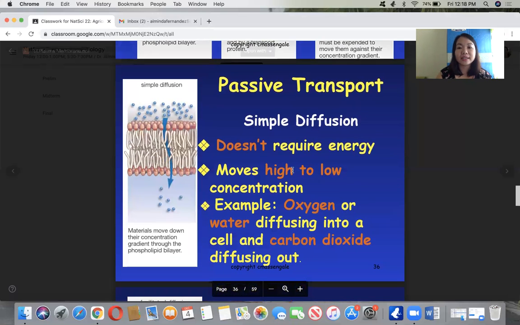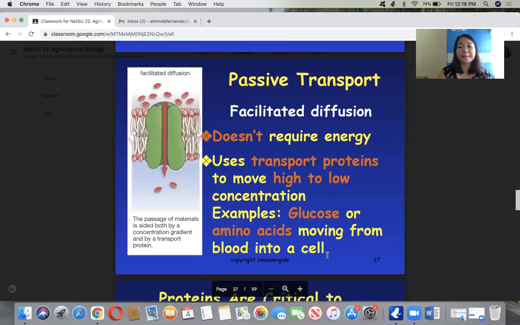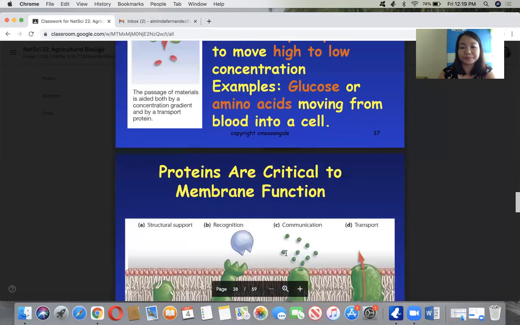Again, in passive transport, simple diffusion doesn't require energy and moves from high to low concentration, like oxygen and water diffusing into the cell, and carbon dioxide diffusing out. For passive transport by facilitated diffusion, it also doesn't require energy and uses transport proteins to move high to low concentration, such as glucose or amino acids moving from blood into a cell.